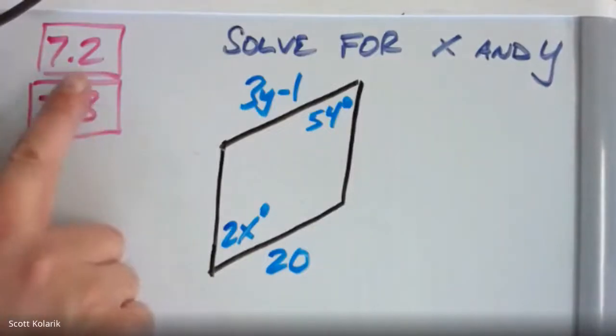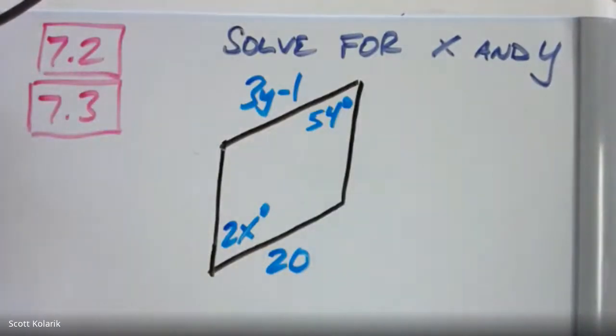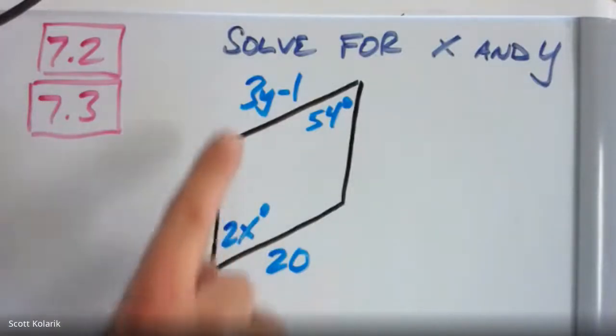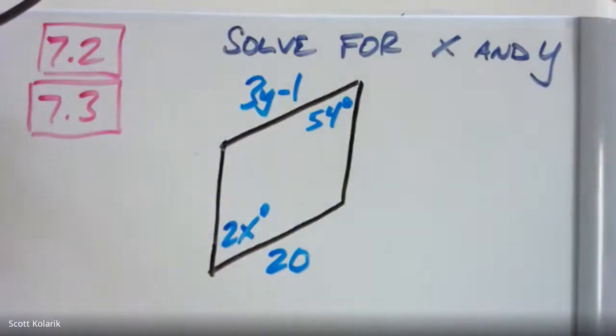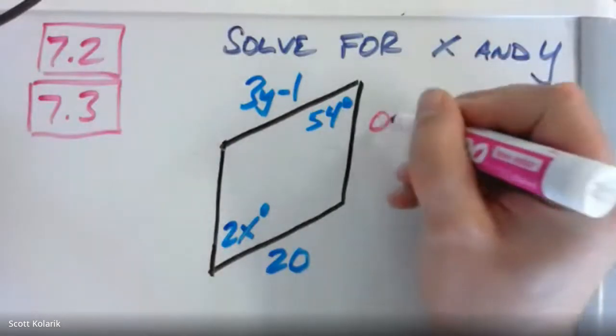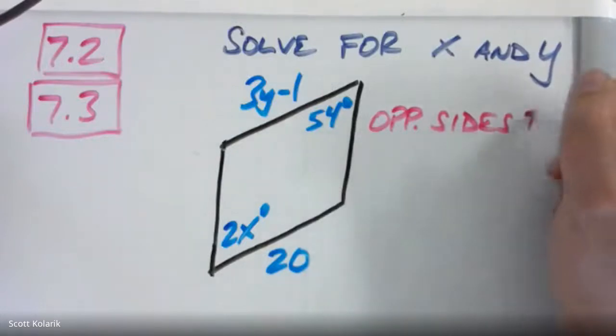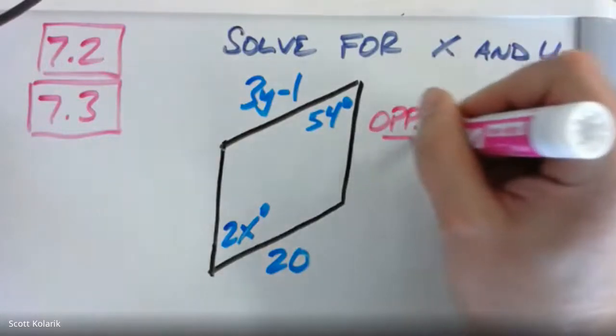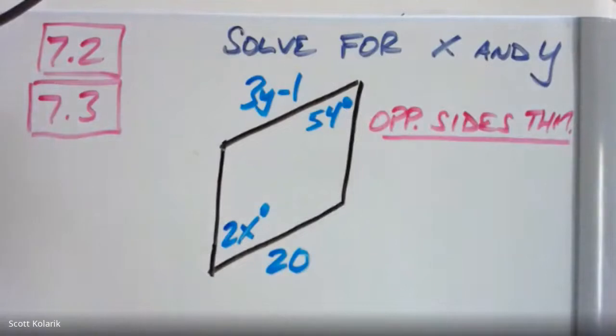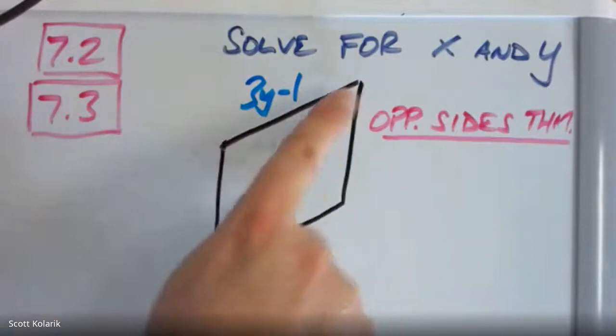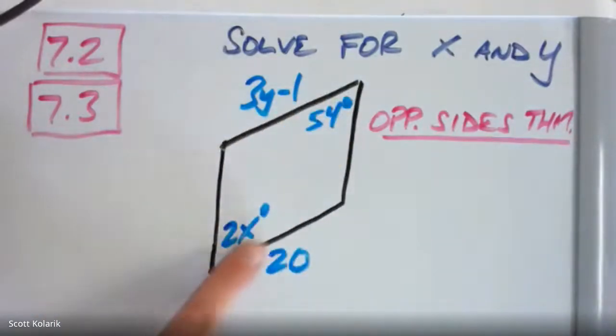So we're actually going to be referencing some of the theorems we learned in section 2. Here's what I mean. In order for this shape to be a parallelogram, opposite sides need to be congruent to each other. That means they need to match. So let me start with that one. Opposite sides. The opposite sides theorem that we learned in section 2 told us this. In order for this to be a parallelogram, opposite sides need to be congruent. And if opposite sides are congruent, that means that this 3y minus 1 side length needs to match or be the same length as this 20 length side.